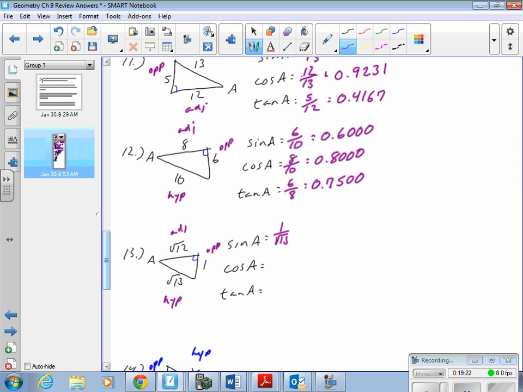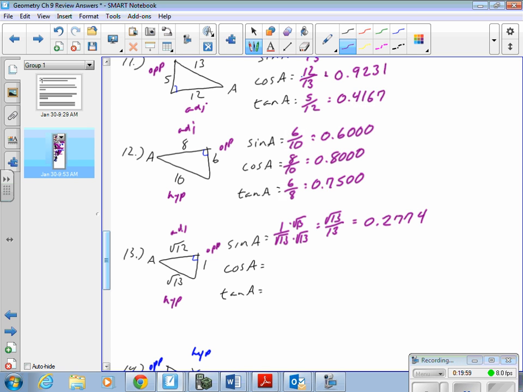which, if we were leaving this as a fraction, we would have to rationalize that denominator. Right, multiply the top and bottom by the square root of 13 to get it out of the bottom, which will give us the square root of 13 over 13. But really, since we're asked to find it as a decimal, we can just plug 1 divided by the square root of 13 into our calculator and get a decimal, which would be 0.2774.